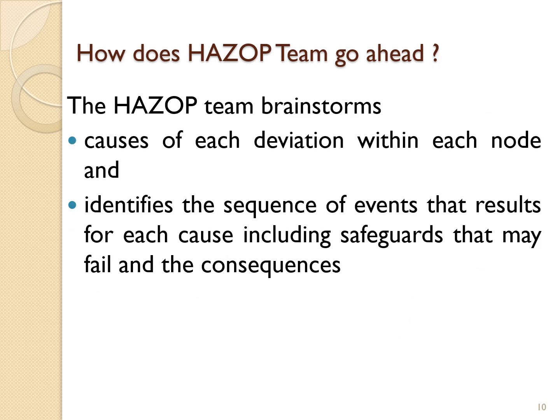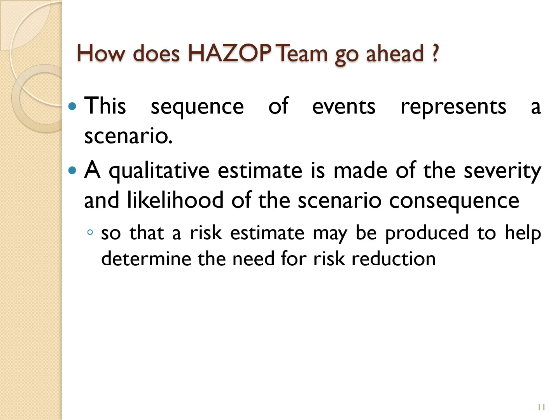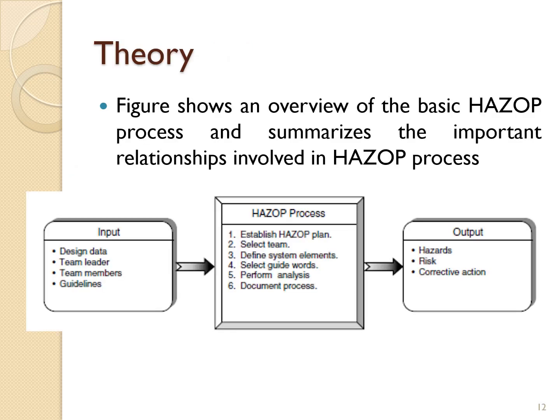The Hazop team later brainstorms the causes of each deviation within each node and identifies the sequence of events that results for each cause, including safeguards that may fail and the consequences. This sequence of events represents a scenario. A qualitative estimate is made of the severity and likelihood of the scenario consequence, so that a risk estimate may be produced to help determine the need for risk reduction.